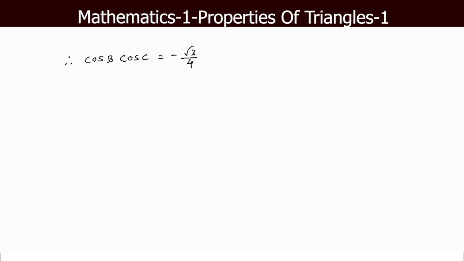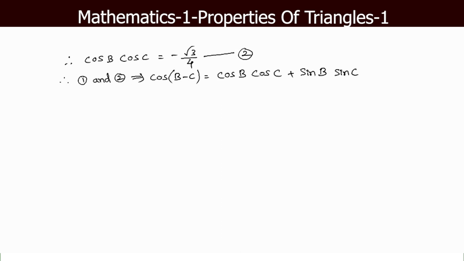So, 1 and 2 imply cos(b minus c) is equal to cos b cos c plus sin b sin c, which is minus root 3 by 4 plus root 3 by 4, which is equal to 0. So, the difference of the angles, mod b minus c, is equal to 90 degrees.